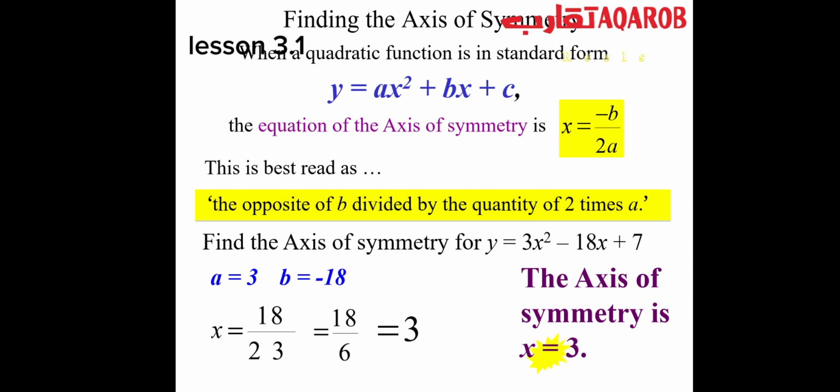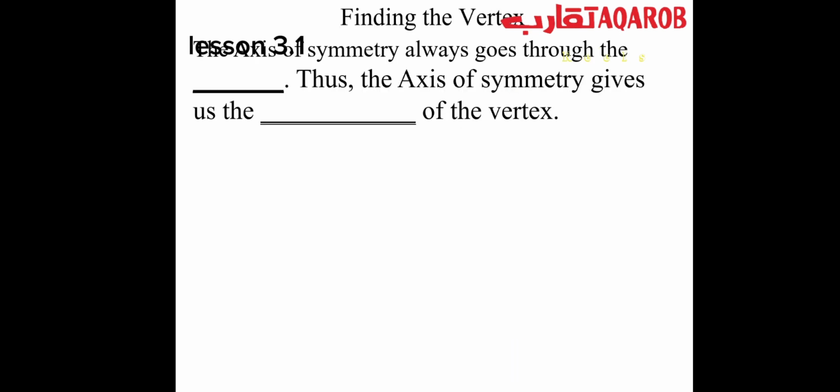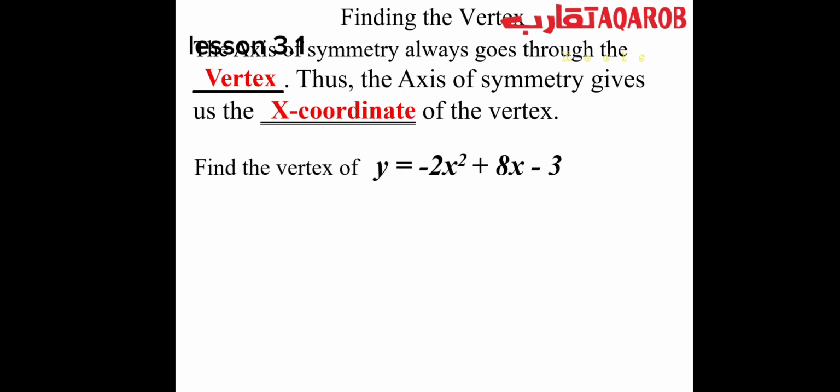So the axis of symmetry equation is x = 3. Since the axis of symmetry passes through the vertex, as you can see here, the axis of symmetry gives us the x coordinate for the vertex. How can I find the y coordinate? By replacing x in the equation of the function.